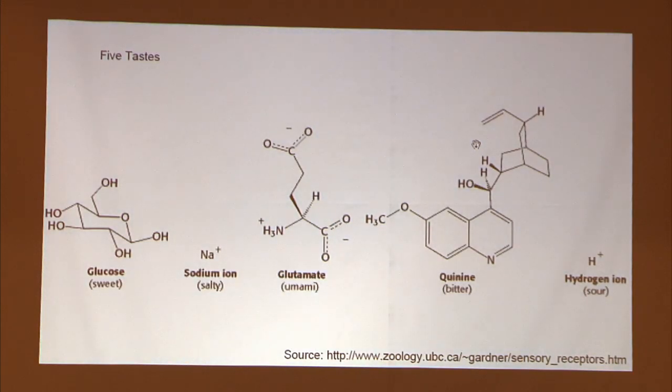But we'll take a closer look at taste. So we have 5 tastes. For sweet, we detect glucose. Salty, we're detecting sodium ions. Umami is glutamate. Bitter is quinine, I think. Quinine. And sour is hydrogen ions, or H pluses.